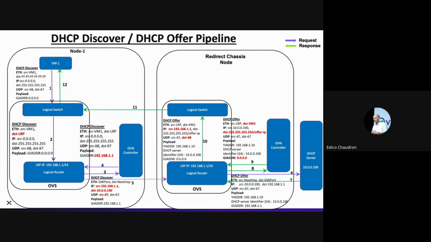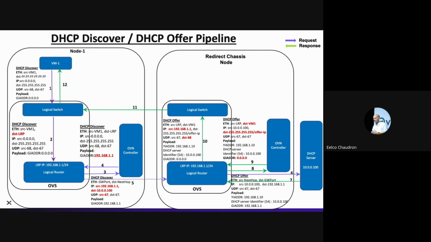Now the redirect chassis node receives this packet. The logical router on the redirect chassis node processes this packet. There are required flows installed to match the packets coming from DHCP server and forward them to OVN controller. Now OVN controller receives the packet at step number 8. It updates required information in the packet. The destination MAC is set to the VM MAC. This information is extracted from the DHCP header.